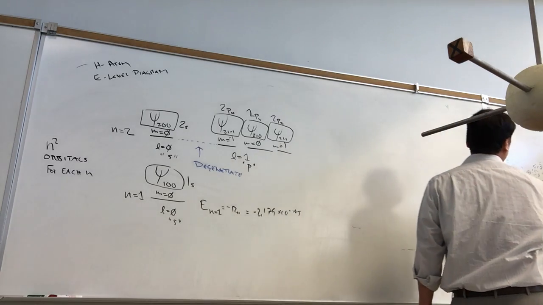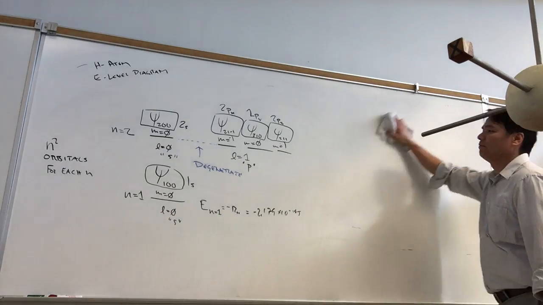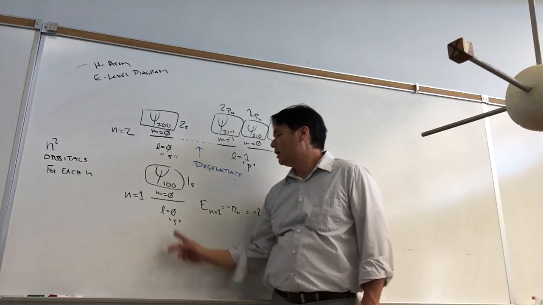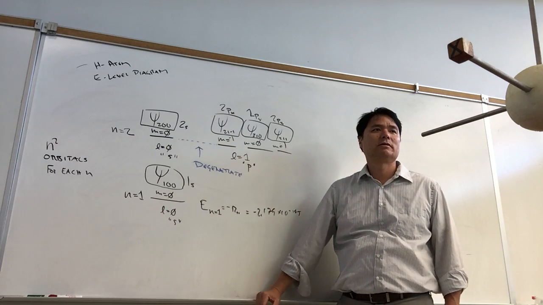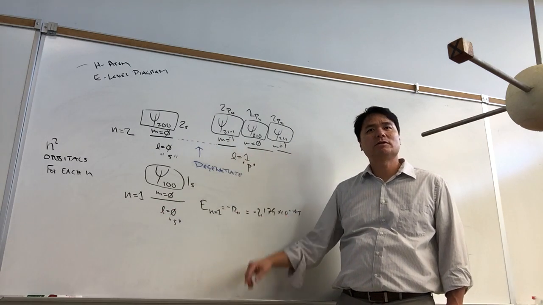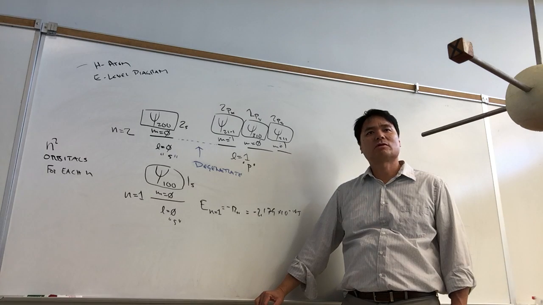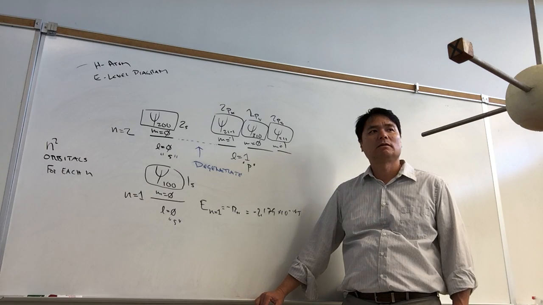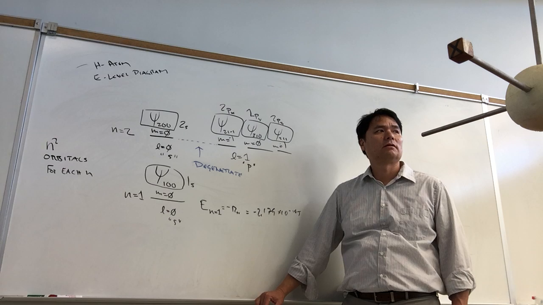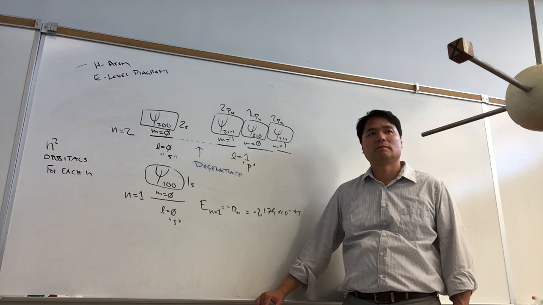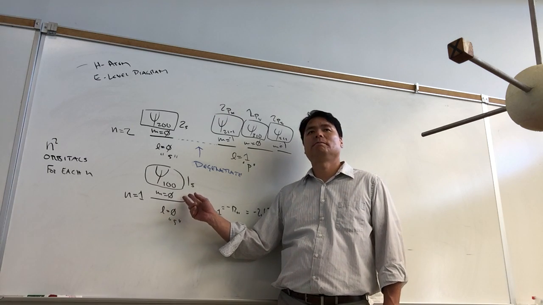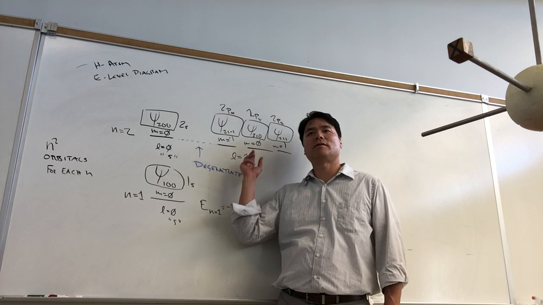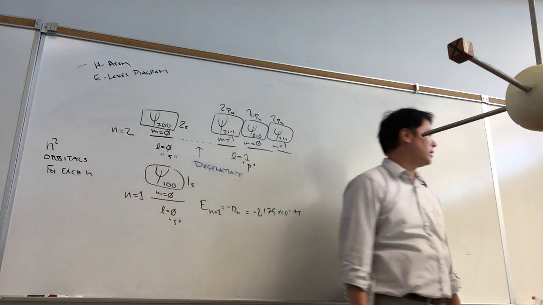There's another mathematical pattern. Maybe you can see it here as well. When L is equal to 0, we have 1 orbital. When L is equal to 1, we have 3 orbitals. Can you come up with a mathematical equation that describes this pattern? What's the mathematical pattern?